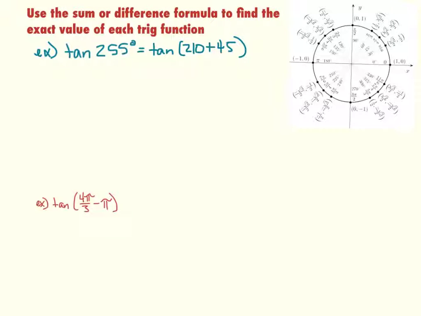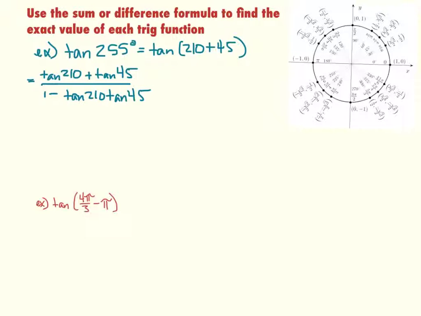Alright, so I have to set that up as the tangent of 210. Since it's a sum, I put plus the tangent of 45 divided by 1 minus those two angles, or the two tangents of those angles multiplied. So tangent of 210 times tangent of 45.